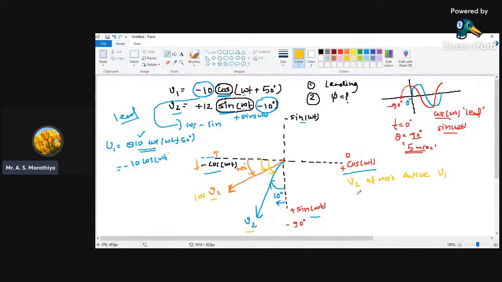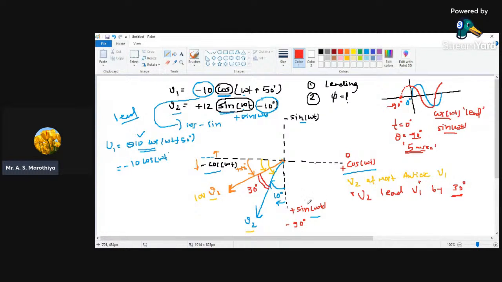So I can write here as V2 is going to lead V1. This is very important. And by what angle it is going to lead? So this is what the answer is. Here we have to find this angle. Now see, this entire is 90, out of which 50 gone over here, then 10 gone over here. So 50 plus 10, that is 60, 90 minus 60, this angle is going to be what? 30 degree. So I can write here as V2 lead V1 by an angle of 30 degree.